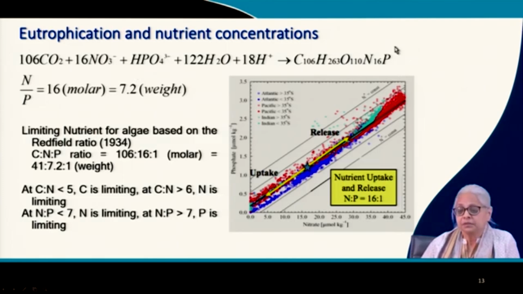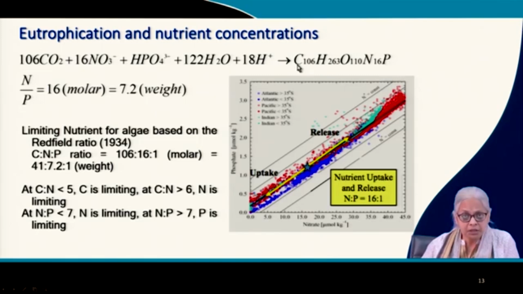What does this empirical formula for the algal cell tell us? Nitrogen, this is the molar ratio. So this is the stoichiometric empirical formula for an algal cell. For a bacterial cell, we use C5H7O2N, and that is available in all the textbooks. So you can use the same principles to understand the same idea and apply it to a bacterial cell. I'm taking a more complex example here of the algal cell.